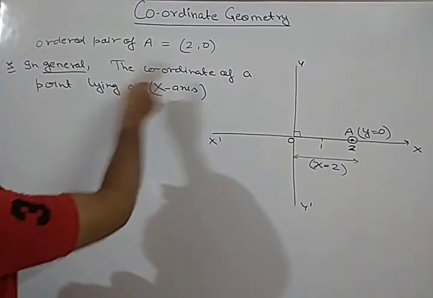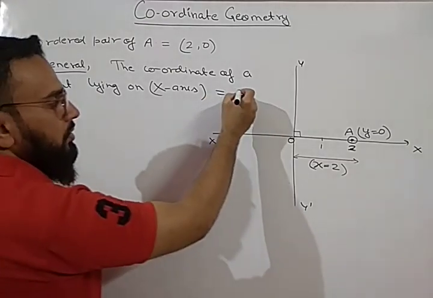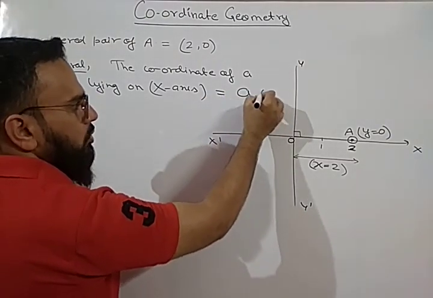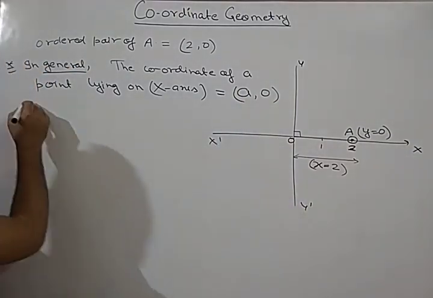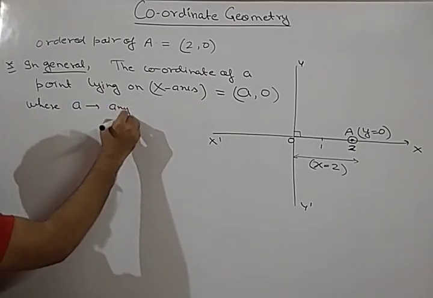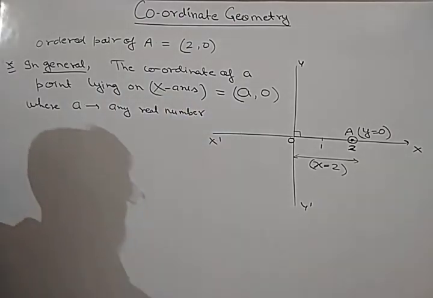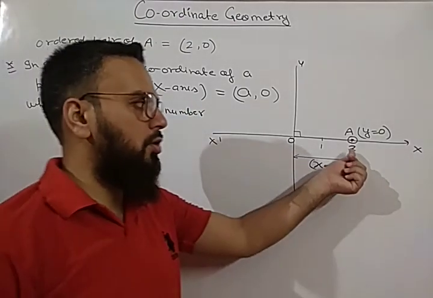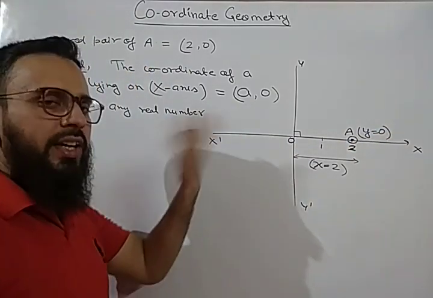So the coordinate of a point lying on the x-axis is always of the form (a, 0), where a is any real number. Like in this question, it is 2. It may be 3, 4, 5, or it may be -1, -2, anything.